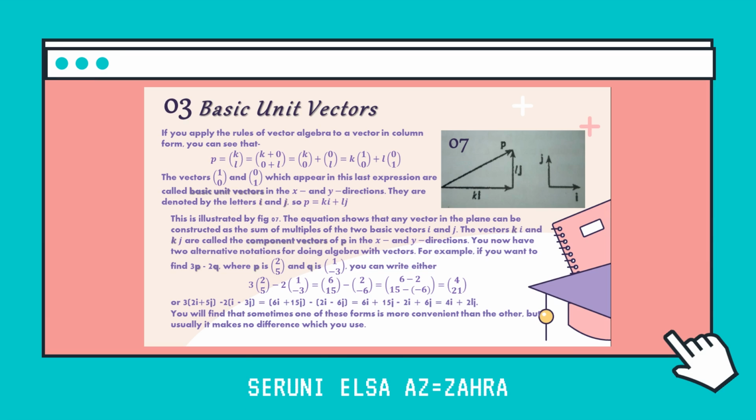Next slide. 3. Basic unit vectors. If you apply the rules of vector algebra to a vector in column form, you can see that p equals (k, l) equals (k, 0) plus (0, l) equals k(1, 0) plus l(0, 1).